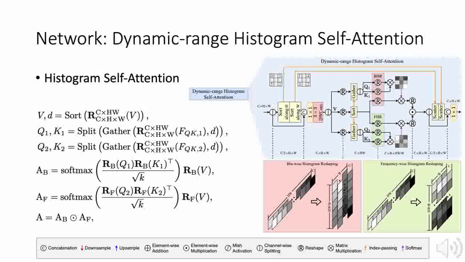The second one is the frequency-wise histogram self-attention. It assigns feature pixels into bins to which a finite number of frequencies belong. We split features of query and key into 2 branches and apply the 2 kinds of histogram self-attention on the 2 branches. The 2 branch features are then fused by a pixel-wise product.